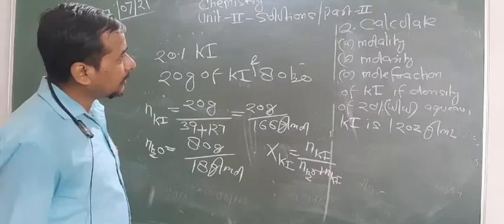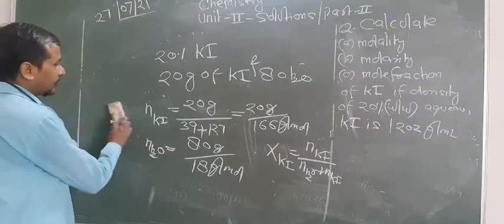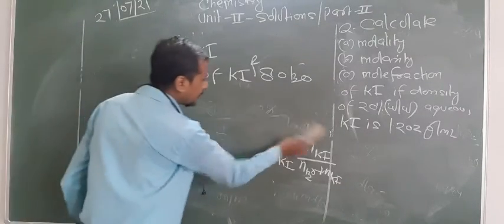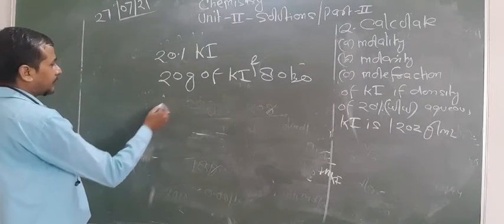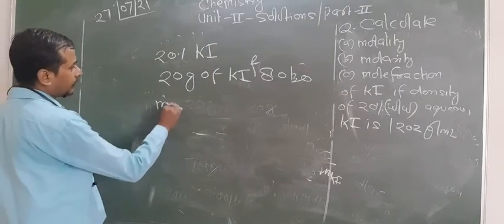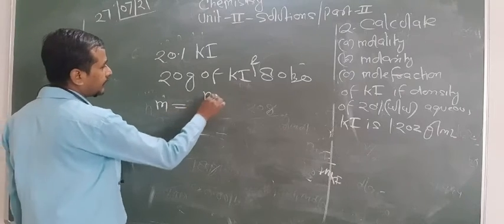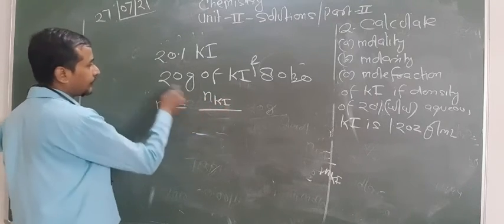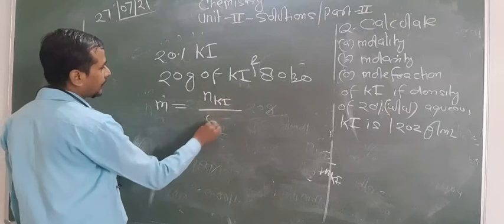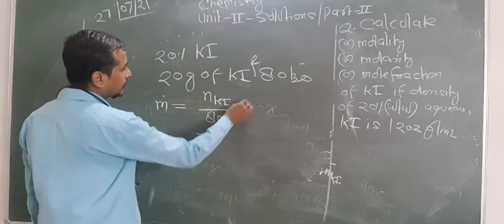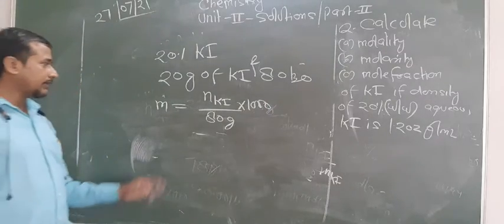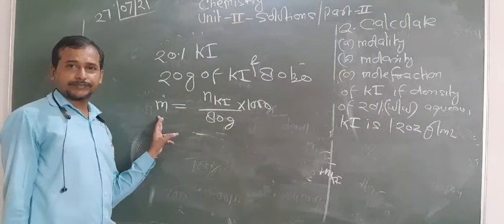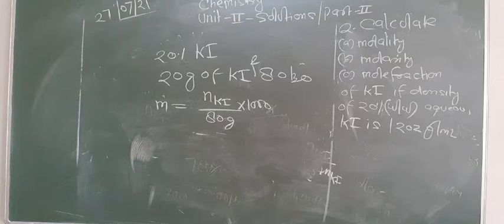Now let us focus on the molality and molarity. So what is the molality? The number of moles of KI per kg of solvent. So here, how can we find the molality? Molality equals the number of moles of KI, which we found before, and the weight of solvent is 80 gram. So now multiply by 1000. By this formula, you can get the molality. Are you getting this point or not? The molality we can find like this.